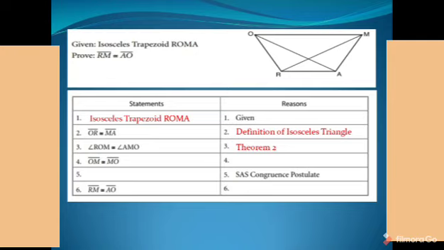So for number 4, segment OM is congruent to segment MO. That is reflexive property. They're just congruent to itself. Then, you have triangle ROM is congruent to triangle AMO. SAS congruence postulate. For number 6, we will now be able to prove that segment RM is congruent to segment AO. That is CPCTC. What does CPCTC stand for? Corresponding parts of congruent triangles are congruent.